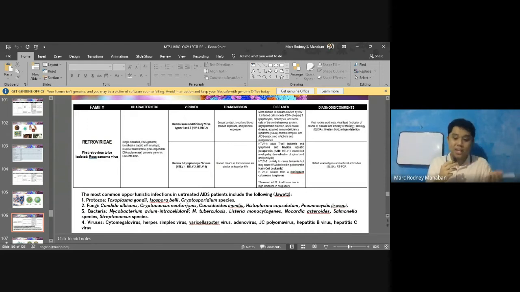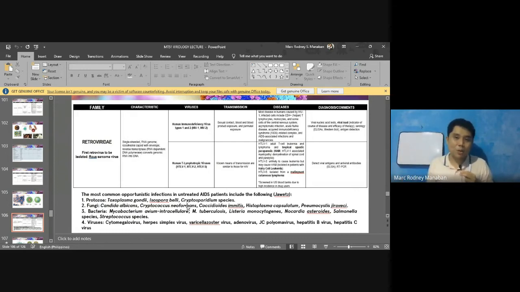Your HIV, take note, remember its old name was HTLV-3. It is the third HTLV, so it's not the first. If the question is the first human retrovirus to be discovered, the answer is HTLV-1. Your HIV is not HTLV-1. Remember, the old name of HIV is HTLV-3. Now, the characteristic again: single-stranded RNA genome.